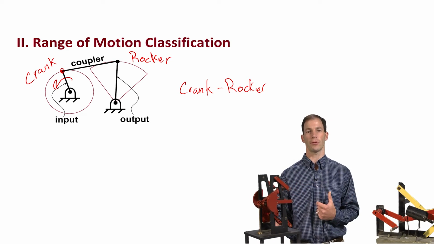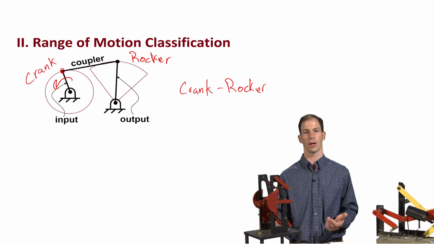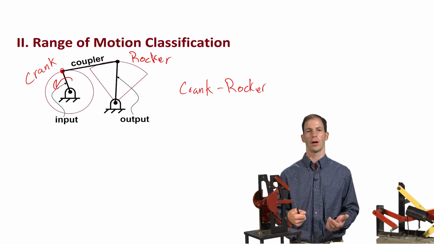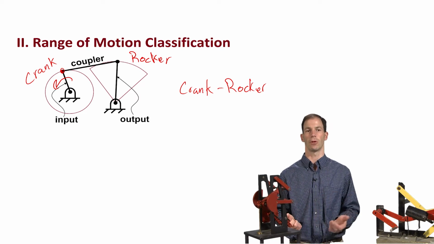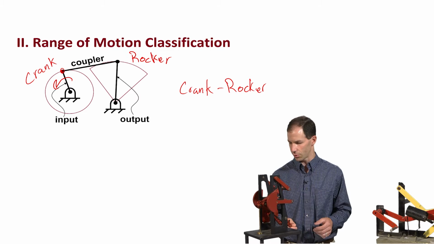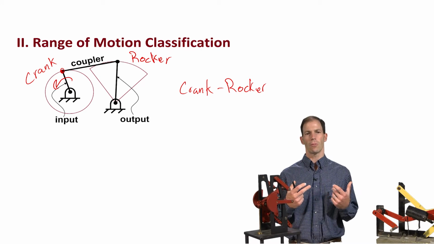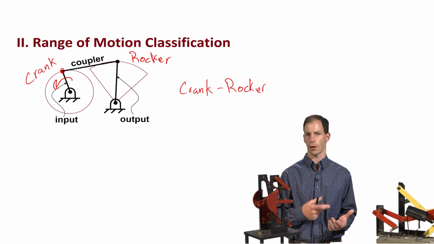Now, if I happen to flip what the input and the output were, in other words, if I was grabbing onto that output link, the longer link, and driving that back and forth, now I would have a rocker-crank, because the rocker would be input, the output would then be the crank. So again, based on what is the input and what's the output, that's how we describe rocker-crank, crank-rocker, and so on.